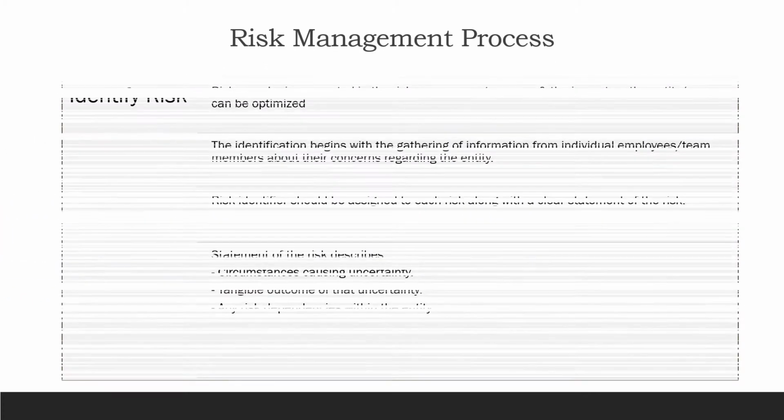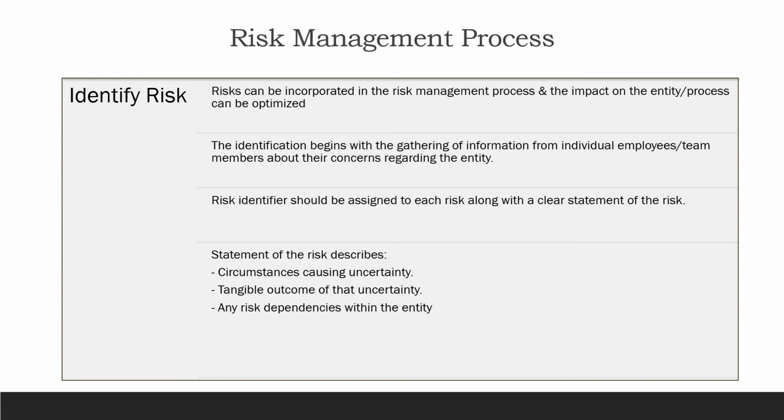First step is identifying risk. Risks can be incorporated in the risk management process and the impact on the process can be optimized. The identification begins with the gathering of information from individual employees or team members about their concerns regarding the entity. A risk identifier should be assigned to each risk along with a clear statement of the risk. The statement of risk must include 3 main ideas, that is, circumstances causing uncertainty, the tangible outcome of that uncertainty, and any risk dependencies within the entity.